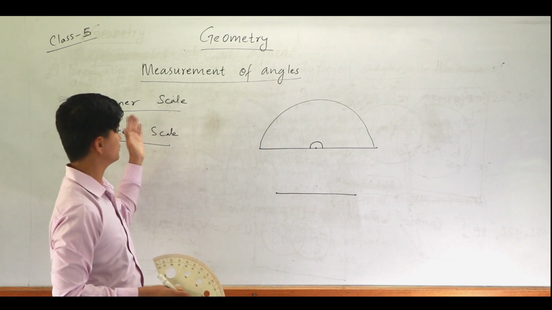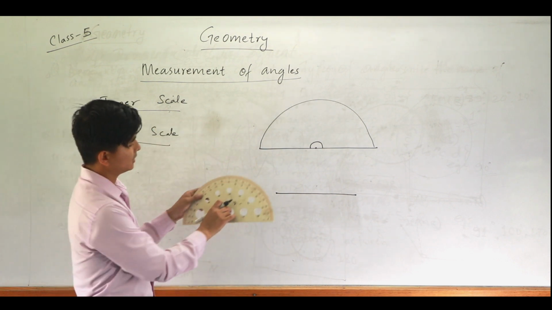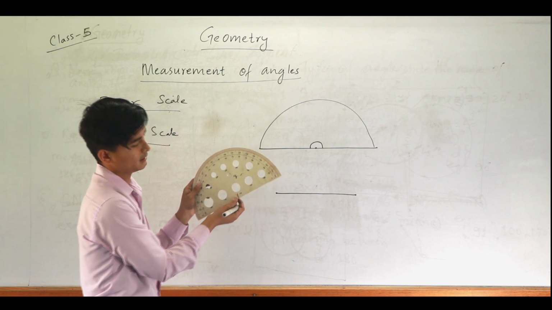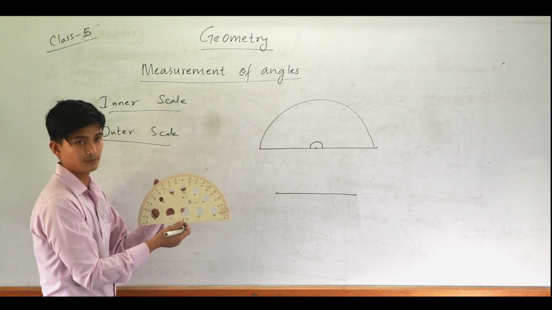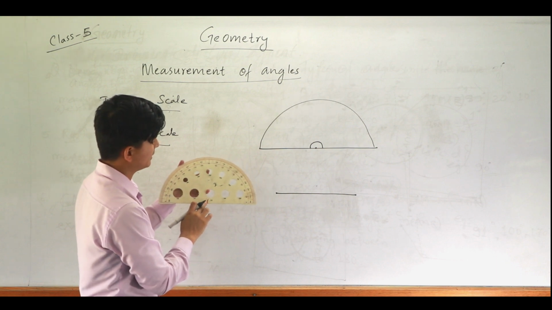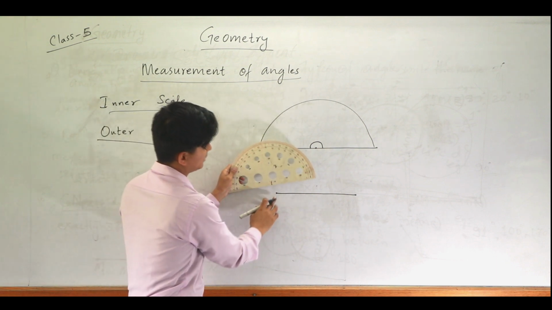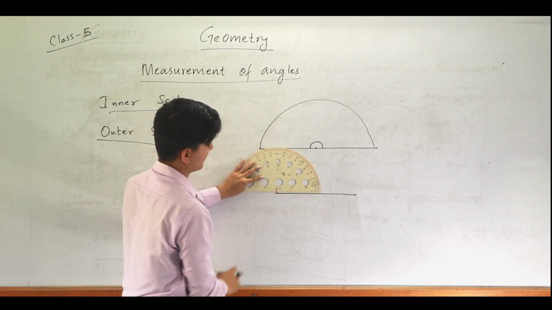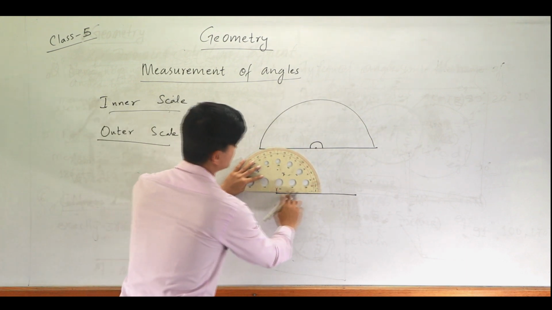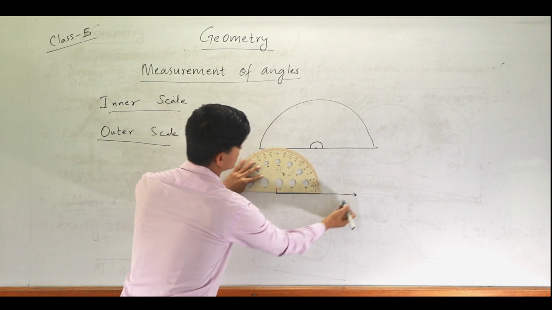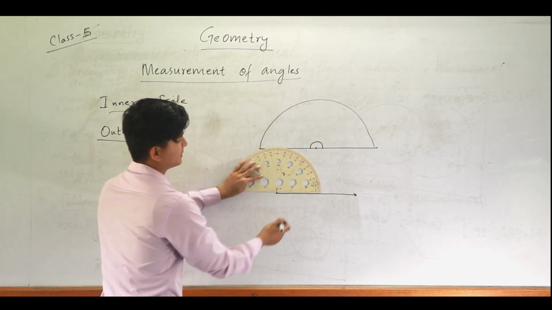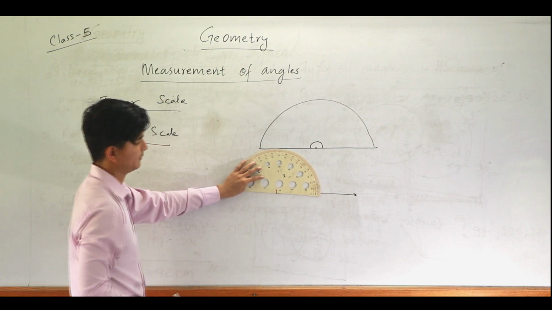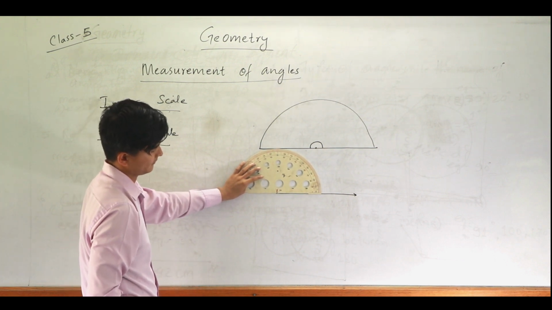Okay, suppose you want to use the inner scale, so you have to put this tip point here. We count this as a vertex also. So this tip point you have to put here at the end point of this line segment like this. And the base should be placed on this line straight. If you do it like this, your answer will be wrong, you have to put it straight.